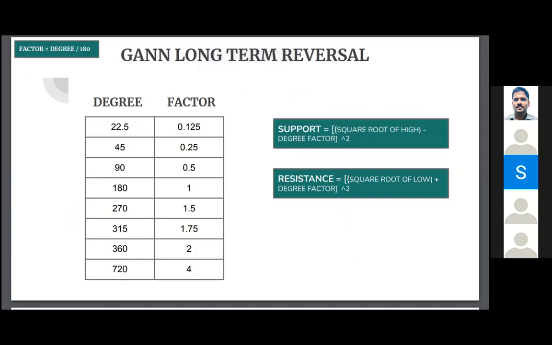Moving on to Gann long-term reversal. This is also another formula that Gann had given. The formula given here will be used to find reversal patterns for the long term. Again, factor will be equal to degree divided by 180. There is a different formula here, where support is equal to the square root of high minus degree factor, whole squared, and resistance is the square root of low plus degree factor, whole squared.